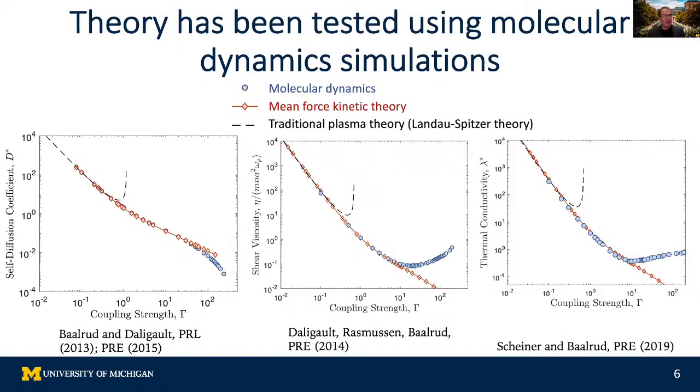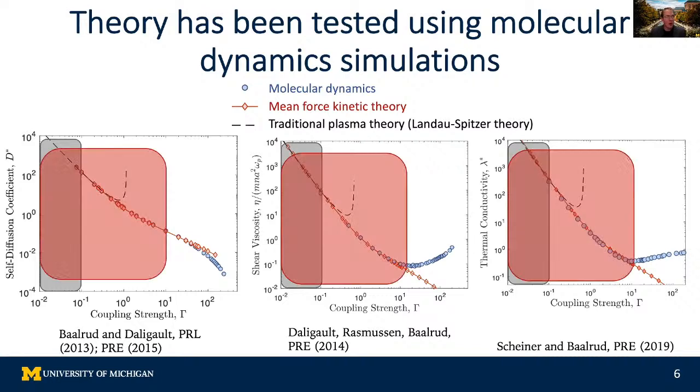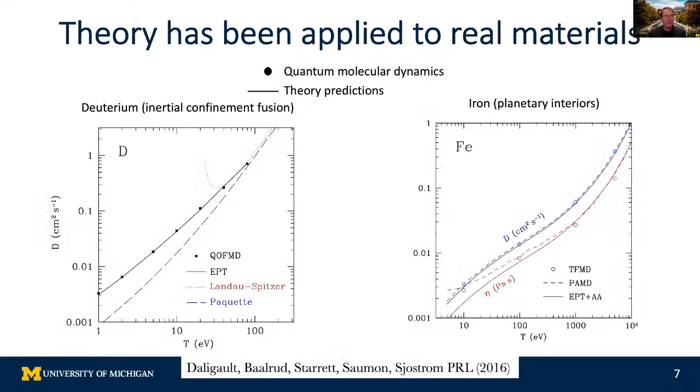Predictions of this theory have been tested using molecular dynamics simulations and experiments. These figures show a comparison of the predicted diffusion rate, shear viscosity, and thermal conductivity coefficients of the one-component plasma. The one-component plasma is a model system that is entirely characterized by the Coulomb coupling parameter. Traditional plasma theories apply when the coupling parameter is below 0.1. Mean force kinetic theory extends this through the warm dense matter regime up to a coupling strength greater than 10.